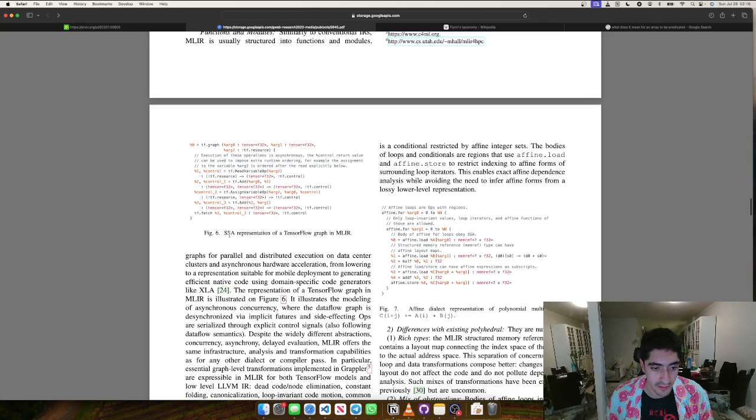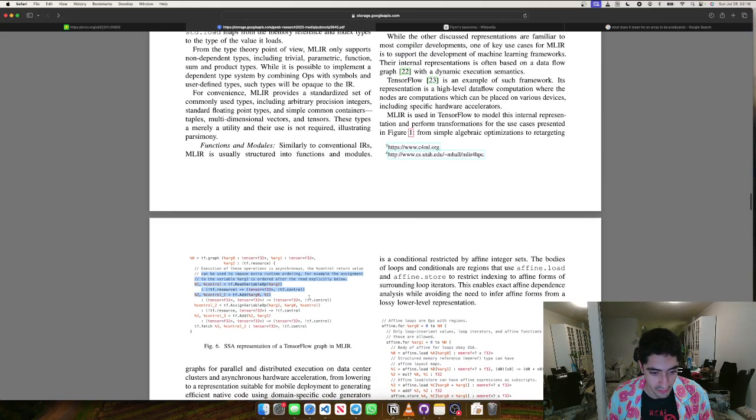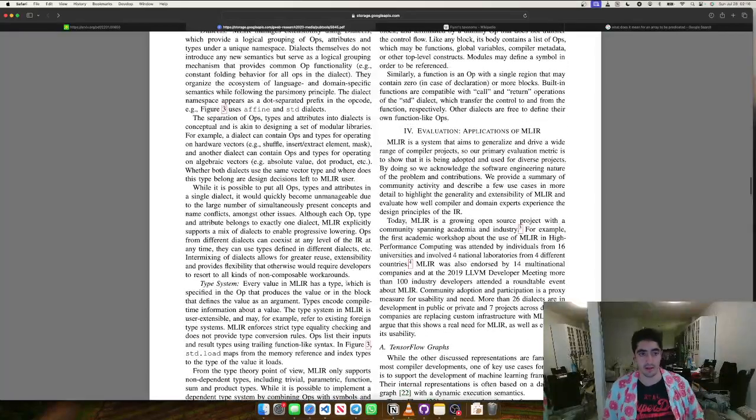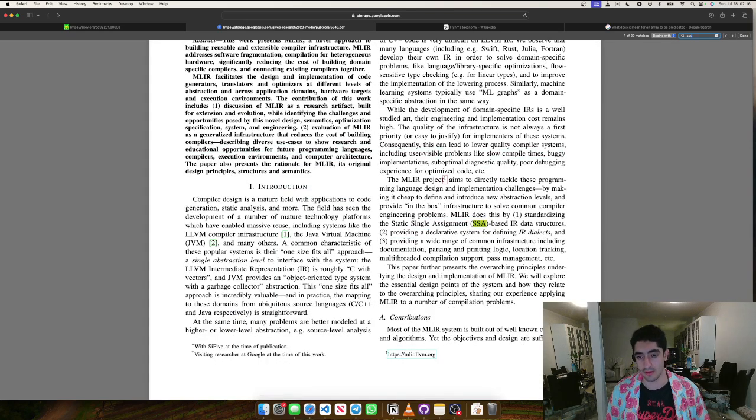So SSA, representation of a TensorFlow graph in MLIR. I'm not sure what that is, but SSA we had it. So SSA. Static symbol assignments based IR data structures, providing a declarative system for defining IR dialects, and providing a wide range of common infrastructure, including documentation, parsing, and printing logic.